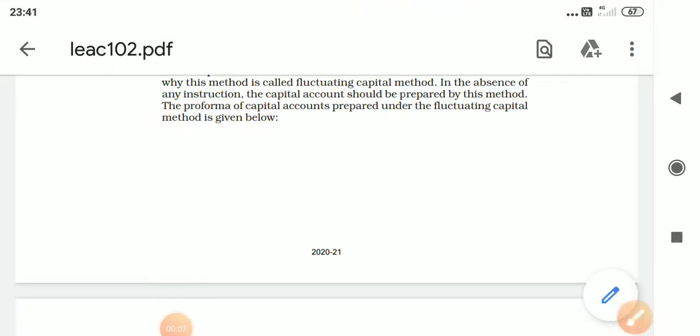Hello children, in today's video we will see fixed capital account and fluctuating capital account. Now in partnership, the partners' capital accounts can be prepared in two methods. The first method is fixed capital account and the second method is fluctuating capital account. Now first I will explain the fluctuating capital account method.